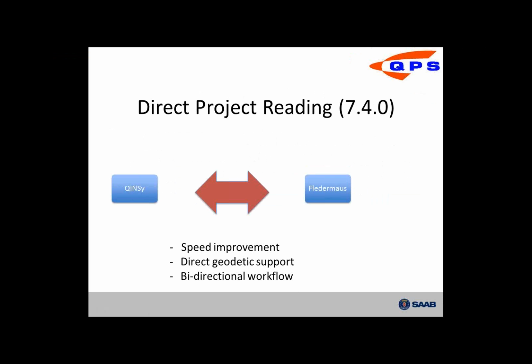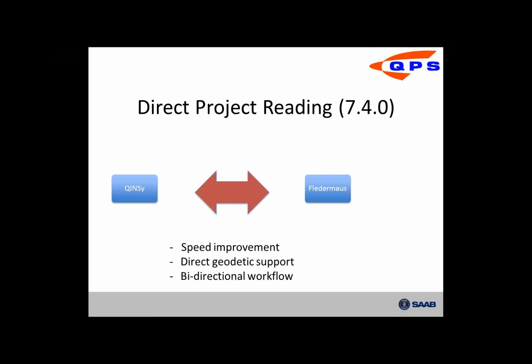One, you obviously have a big speed improvement across your workflow because you've eliminated those data conversion and time spent building area-based structures when they already exist in the QPD and the Quincy project structure. We also now have the direct geodetic support, so that the projections and the information that you're setting up in Quincy is directly brought into Fledermaus. And one thing that is now enabled is the bidirectional workflow.